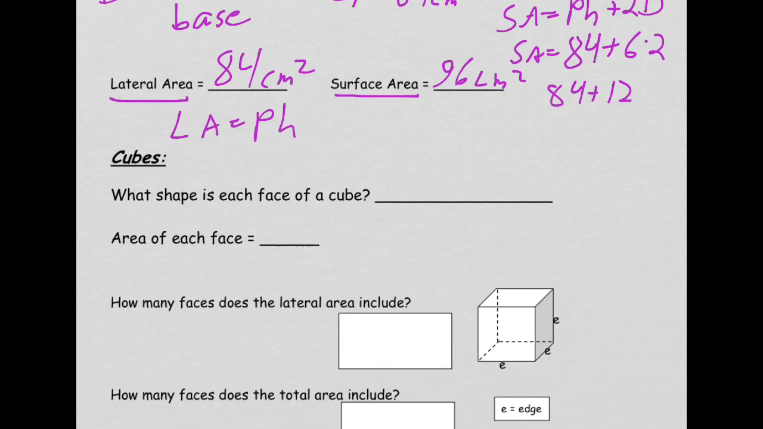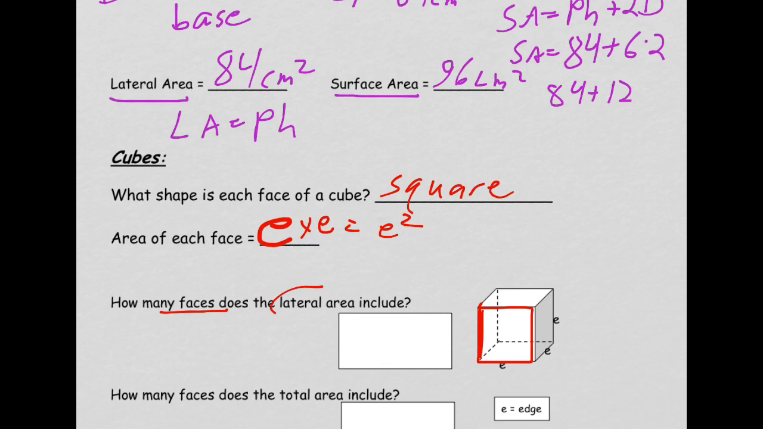What shape is the face of a cube? Square. And here's my square on my cube. And if this side is E, just for edge, then what is this side here? E, right? And so the area of each face is E times E, which is just E squared, right?